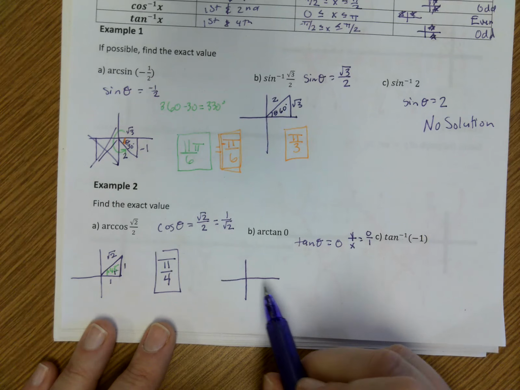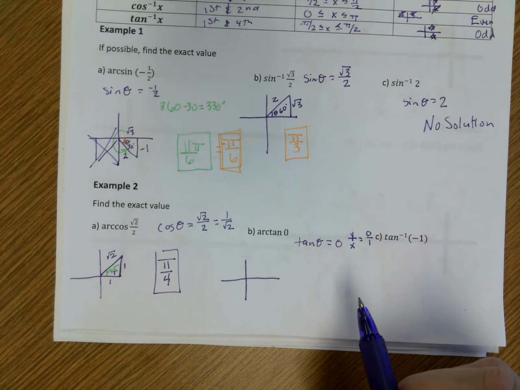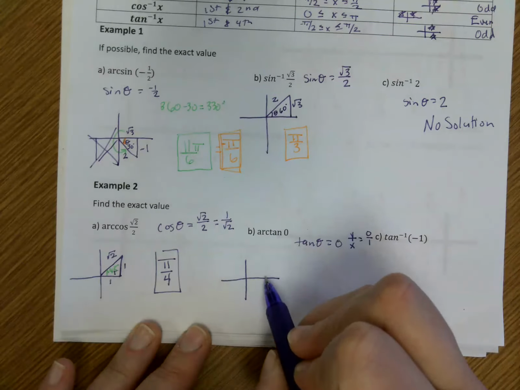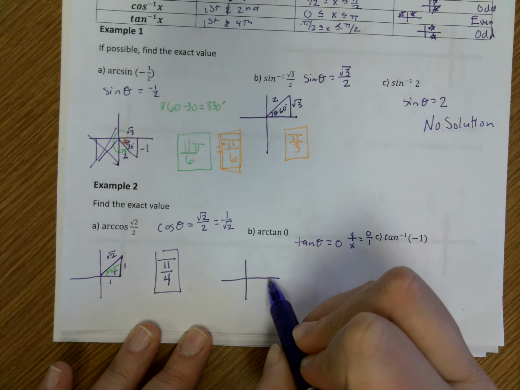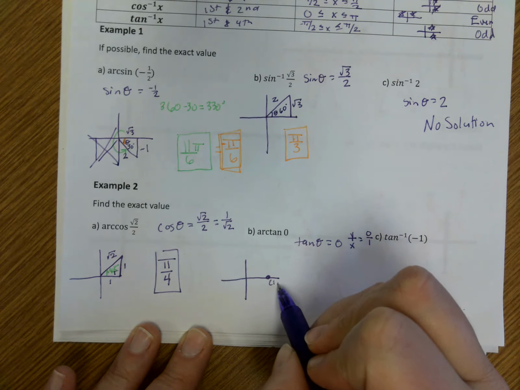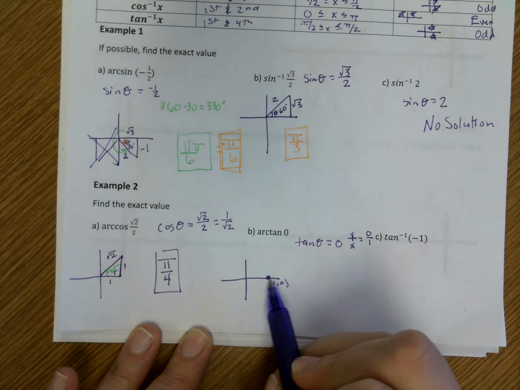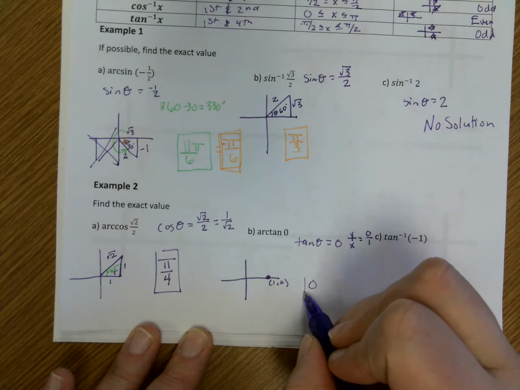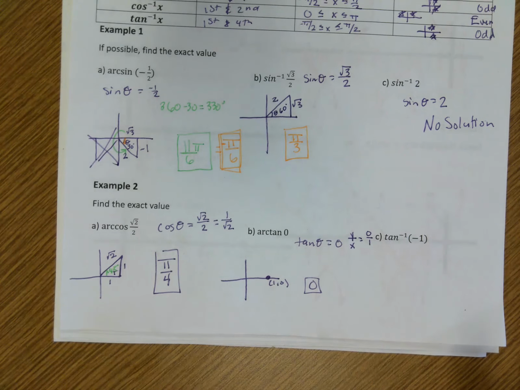So if I'm looking at 0, my y value is 0, and I'm looking in between my first and my fourth quadrant, this right here would be where y was 0. That point was 1, 0. So that angle right there is just 0, because again, we have to be in between negative pi over 2 and pi over 2.